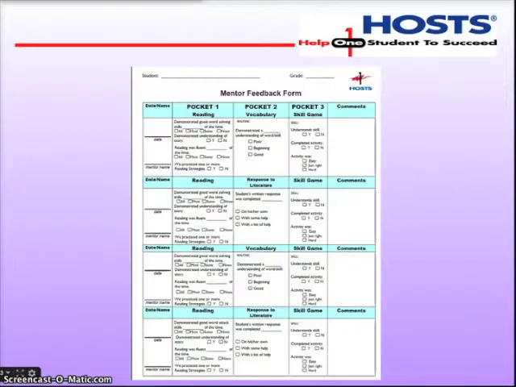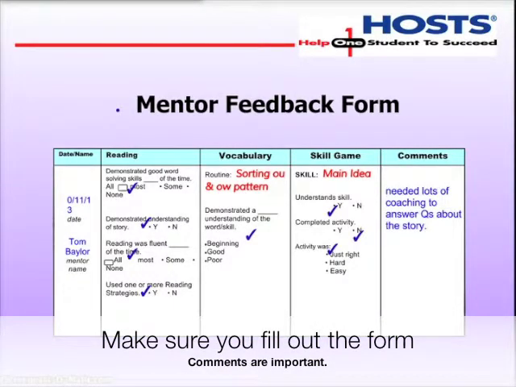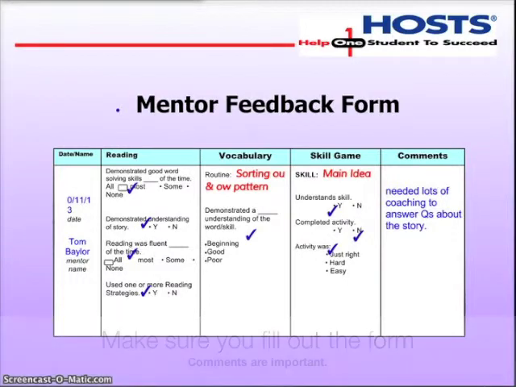At the end of your 30 minutes with your student, you will complete a quick feedback form on how your student did for that day. Let's take a closer look at the form. You will put the date and your name. You'll place a check mark in one of the categories.